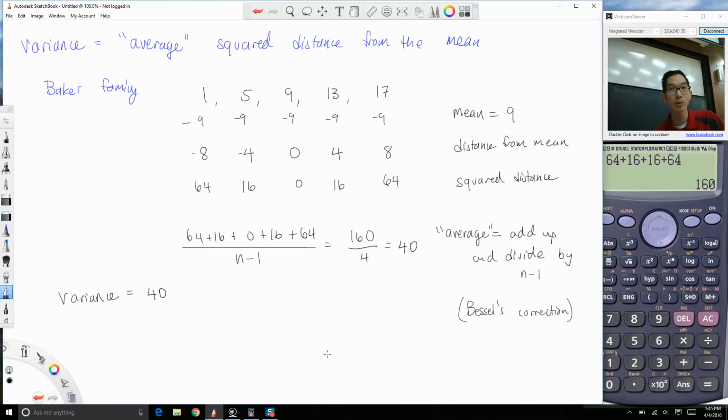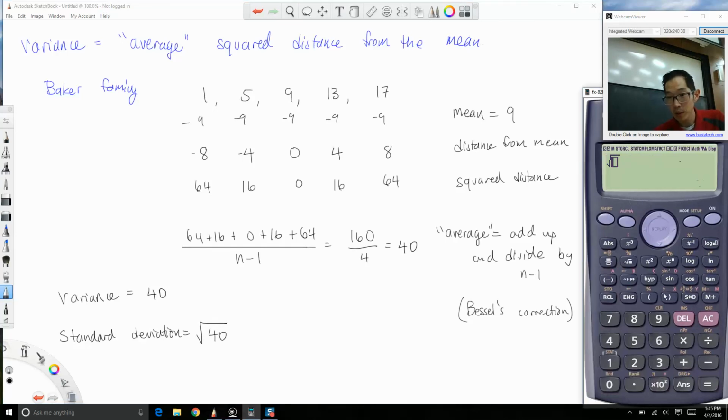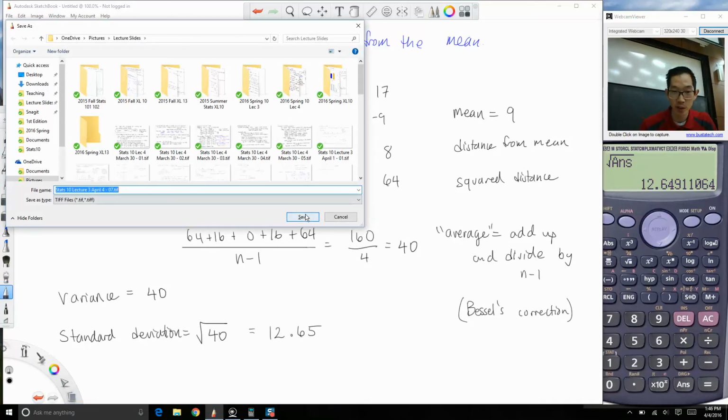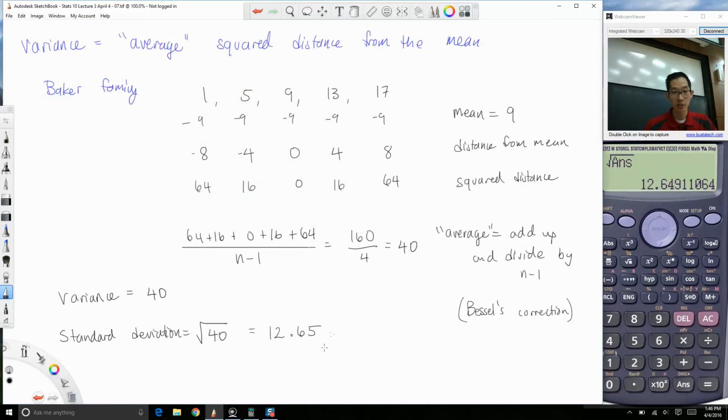So far so good? And then the standard deviation is just the square root of that. So what is the square root of 40? It's 12.65. The standard deviation is 12.65. So in the Baker family, the standard deviation is 12.65.